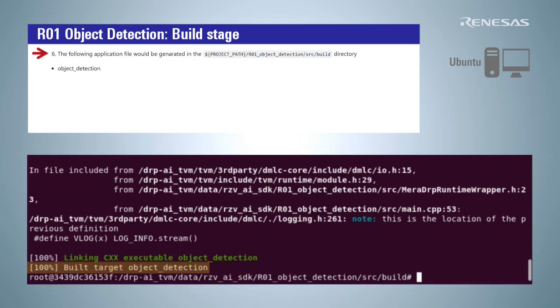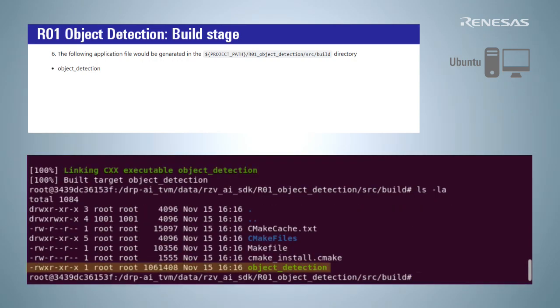The application build is complete. Check the results of the application build. If this file is created, it means AI application has been built successfully. You have completed building the AI application. In the next step, the Docker container is not used, so please exit the container.